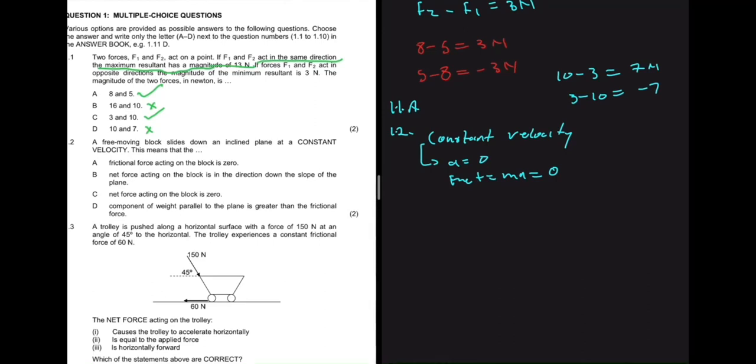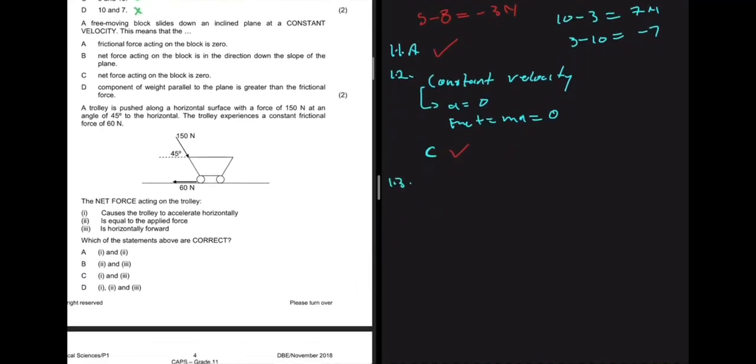And then for C, it says that the net force acting on the block is 0. Like we have already stated, if the acceleration is 0, the F net is going to be 0. So our answer for 1.2 is going to be option C. Now let's look at 1.3.